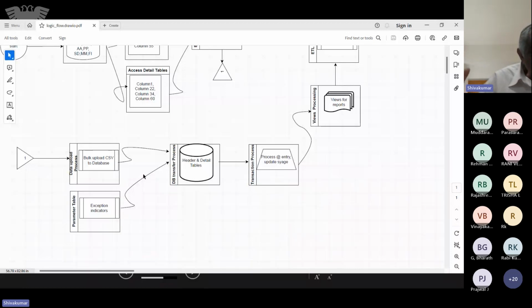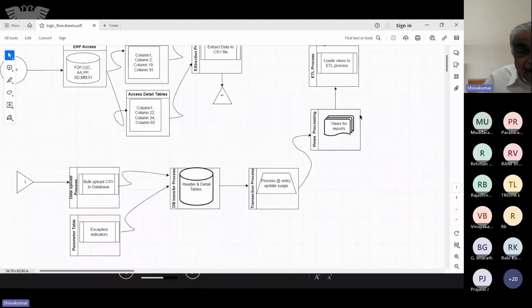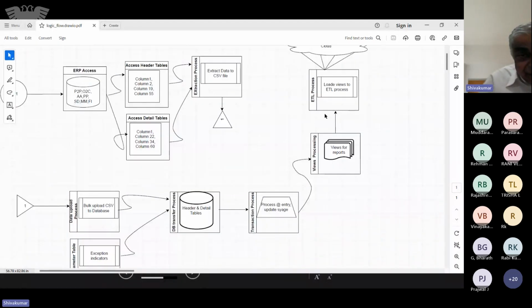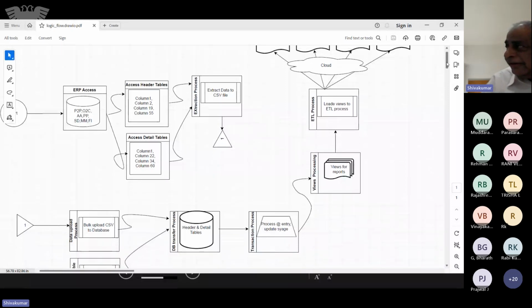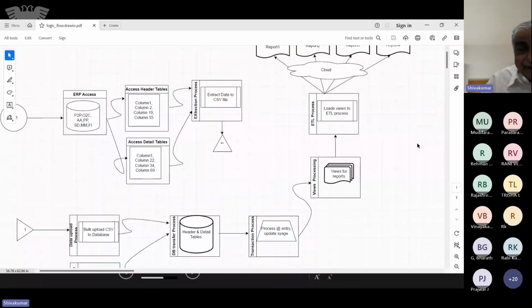Generally, I take an open source database like MySQL, and then also upload the exception indicators which we have formed and interface that in the system, and you will get various views and calculations. Use these views and calculations and load them into an ETL software, and from the ETL software you will get multiple reports which you can see on your mobile, or anywhere, wherever management can see.